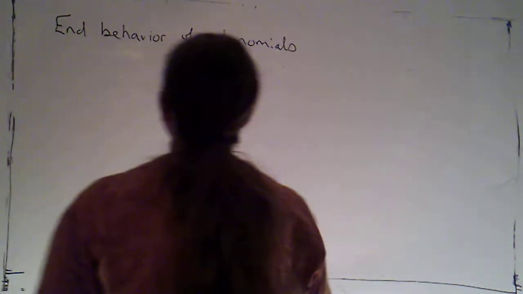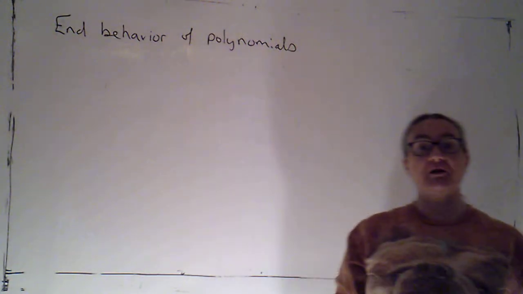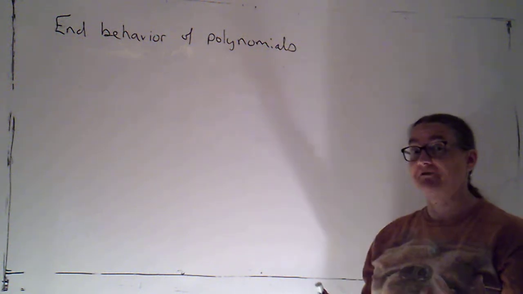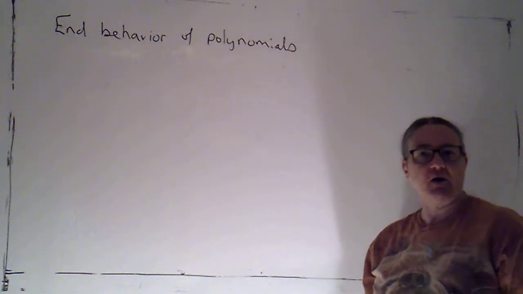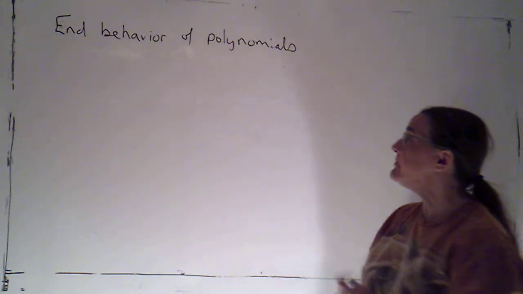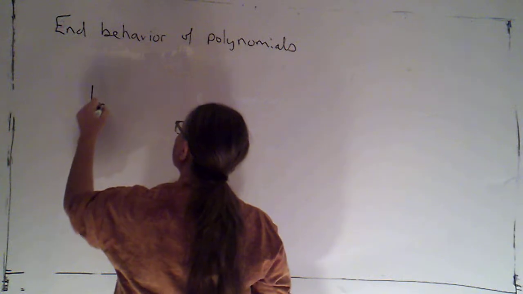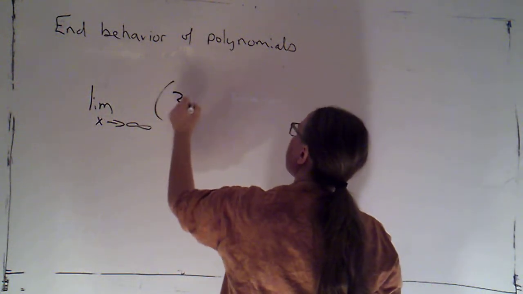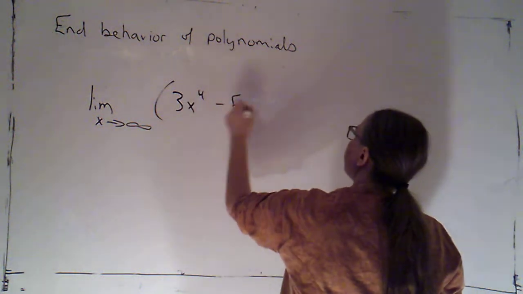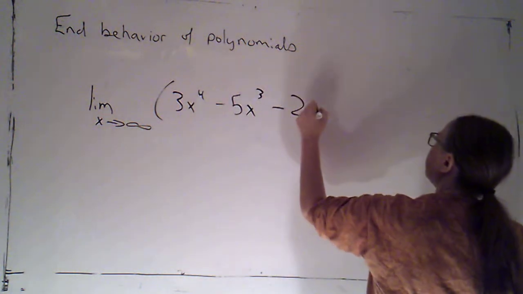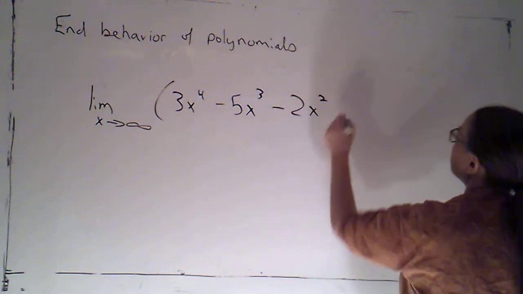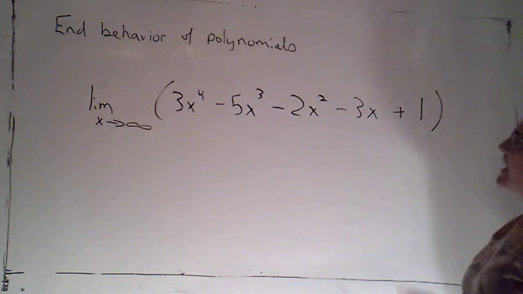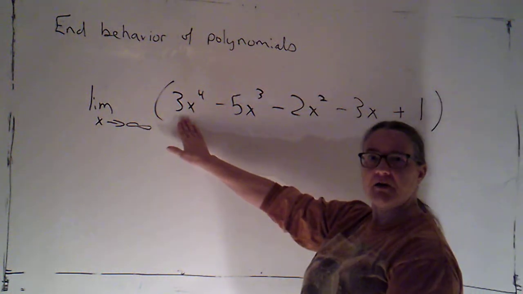In this video, we're going to take a look at the end behavior of polynomials. Polynomials are just finite sums of power functions. So power functions are polynomials that happen to have just one term in them. Let's suppose we wanted to take a look at the limit as x goes to infinity of 3x to the fourth minus 5x cubed minus 2x squared minus 3x plus 1. Okay. So this is a fourth degree polynomial.